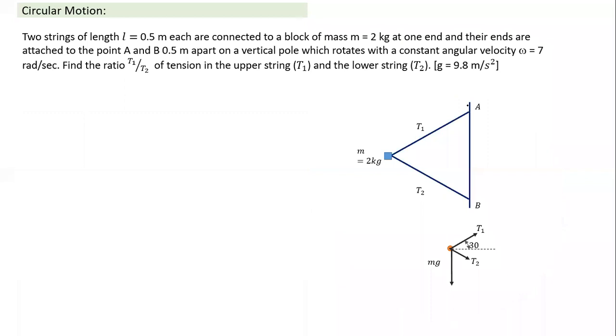See, there's a vertical rod here, and two strings of length 0.5 meter. There's a string here, its length also is 0.5 meter. There's another string, also length 0.5 meter. And this block has mass 2 kg. The ends are attached to points A and B, and these two points are also 0.5 meter apart. So basically all three of them form an equilateral triangle.